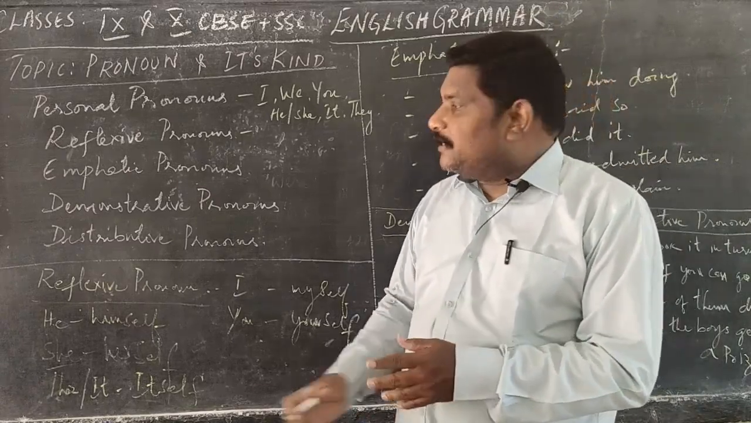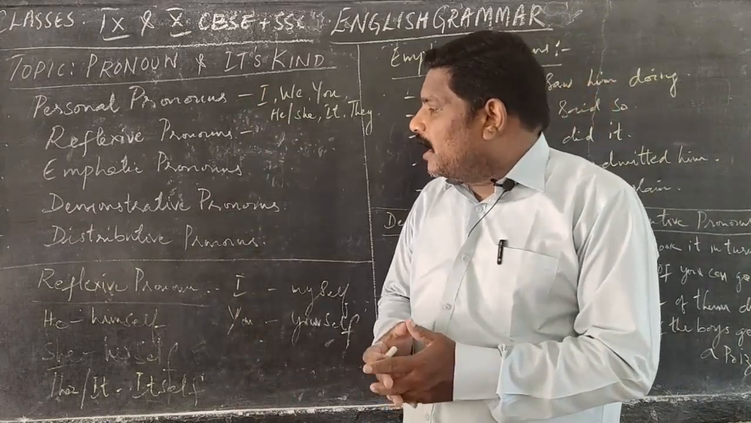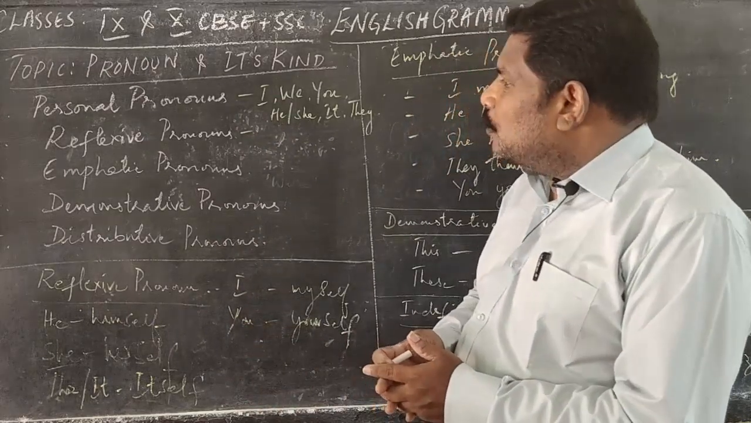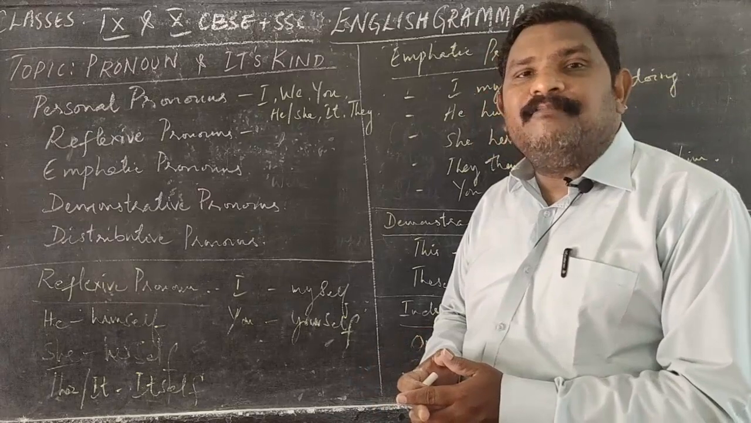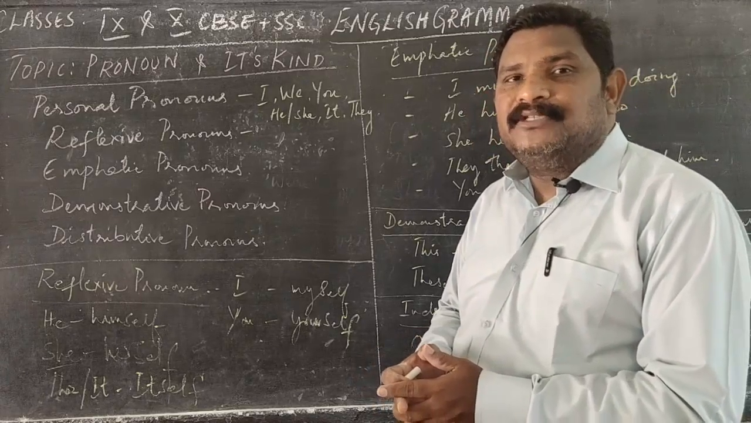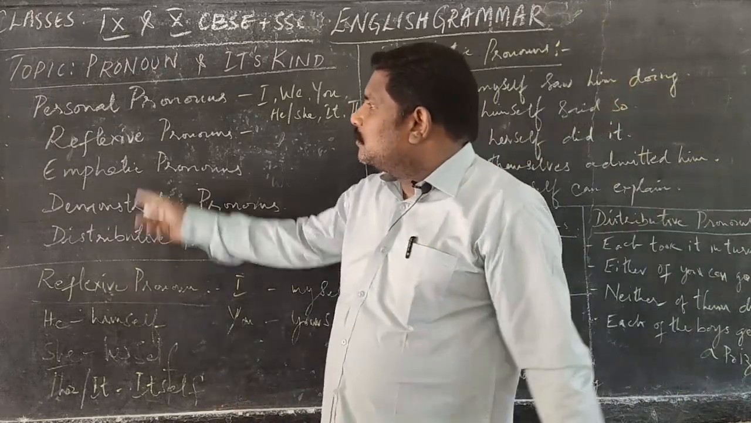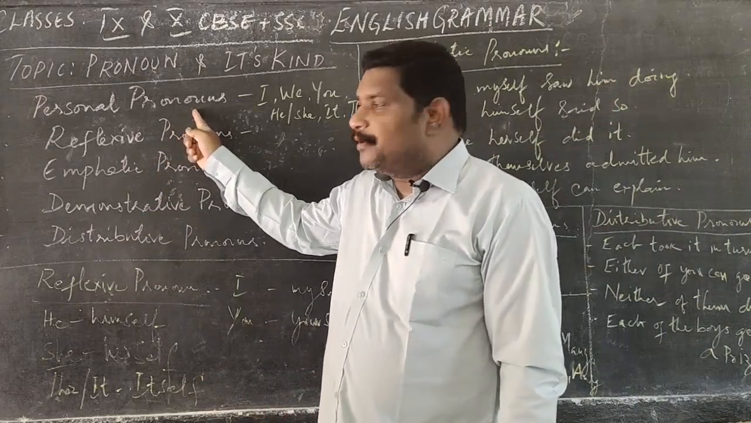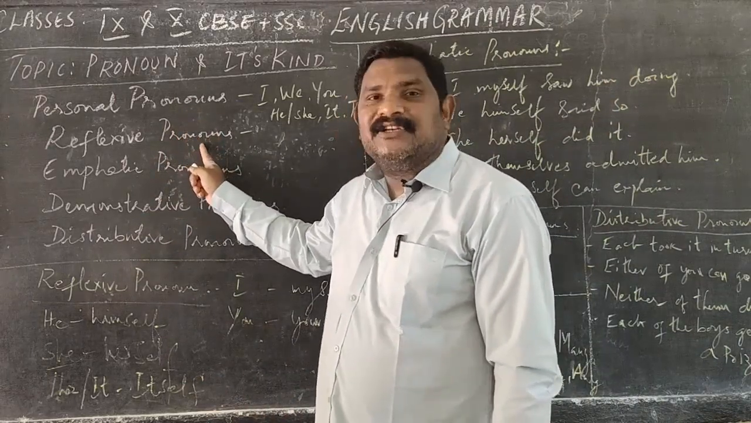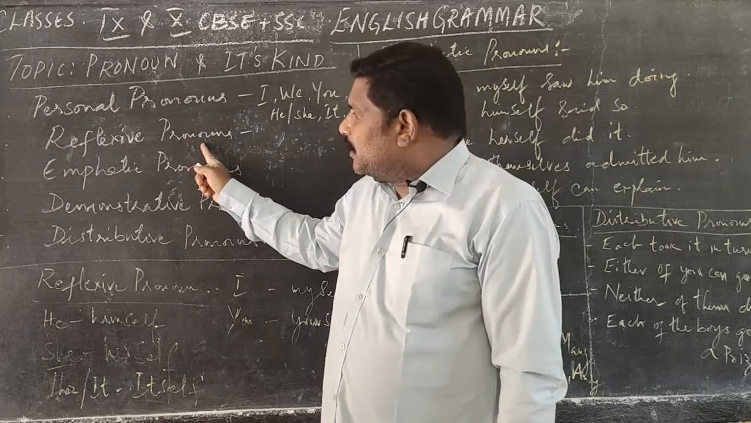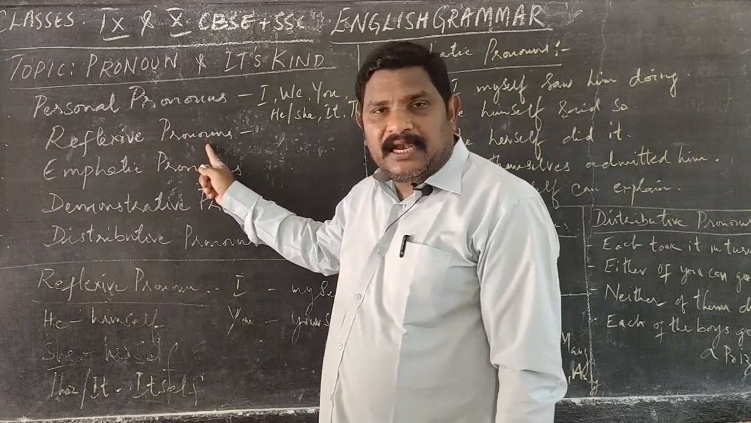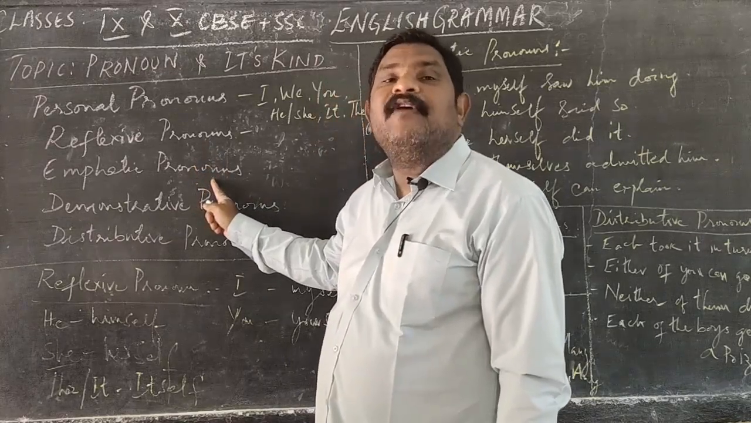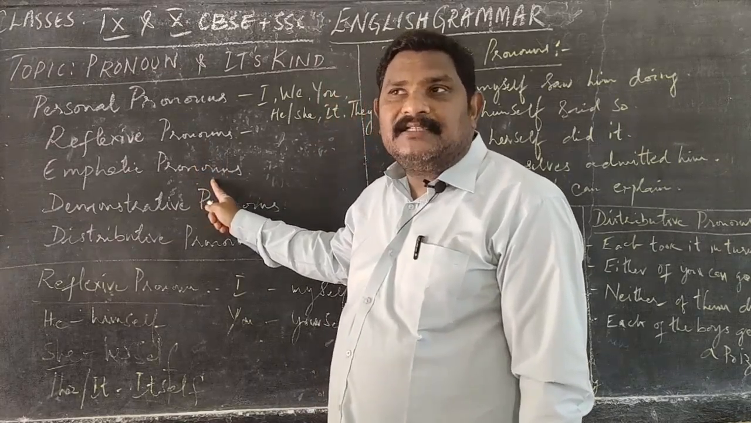If you see the left portion of the board, we have partitioned the board like this. There are 5 basic pronouns. The first of its kind is personal pronoun. Second is reflexive pronoun. Reflexive pronouns are used in our English language. Third is emphatic pronouns. Emphatic.